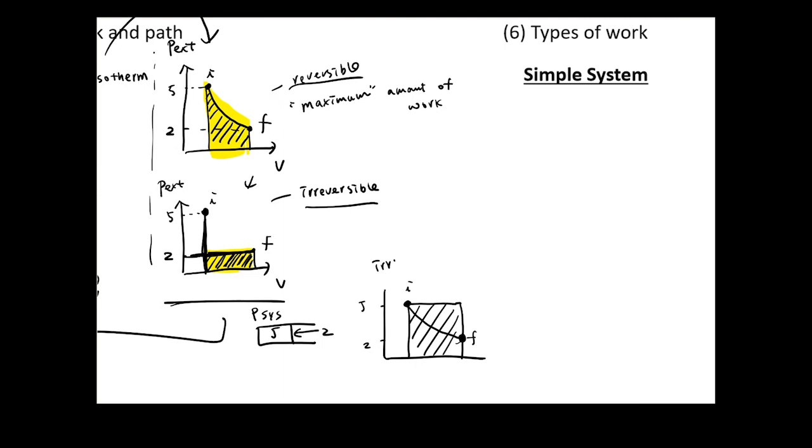So depending on whether it's expansion or compression, you either get the maximum amount of work or the minimum amount of work. But the consensus is that it gives you the extreme values, either the maximum or the minimum amount of work. So those are the things that you should have in mind. If you have a reversible process, it either gives you the maximum amount or the minimum amount of work.